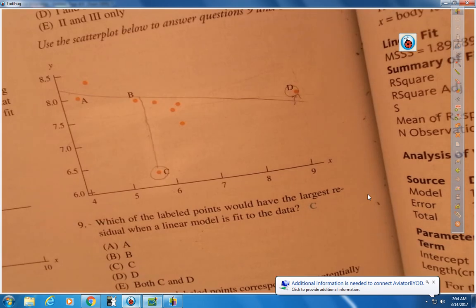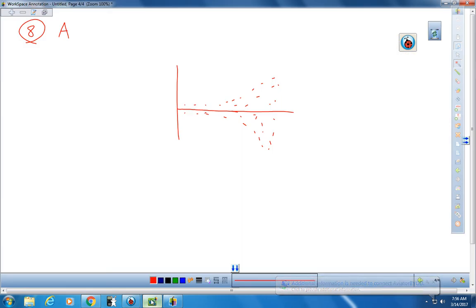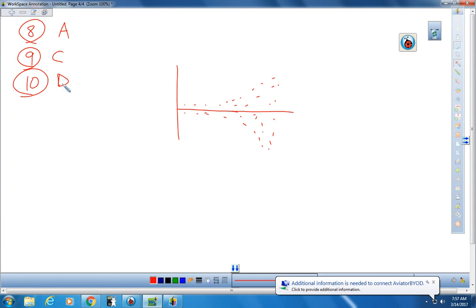Okay? All right, so number 9 is in fact C. Number 10, which of the labeled points is a potentially influential observation? I think we just talked about that. So 9 is C, 10 is D, right? Number 11, if there is evidence of a linear relationship between x and y, what decision would be made in that hypothesis test? Well, we would reject the null hypothesis, and there would be enough evidence to conclude that there is a linear relationship. So that'd be B.